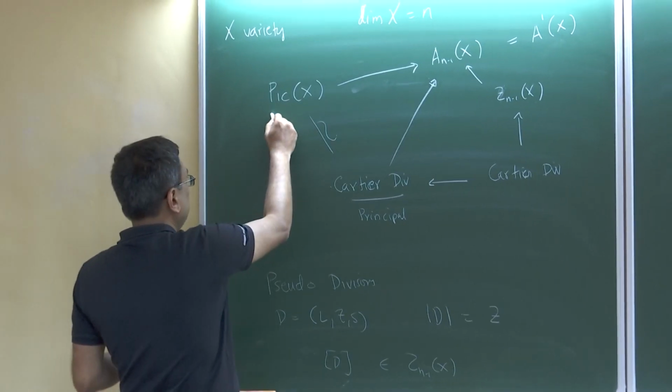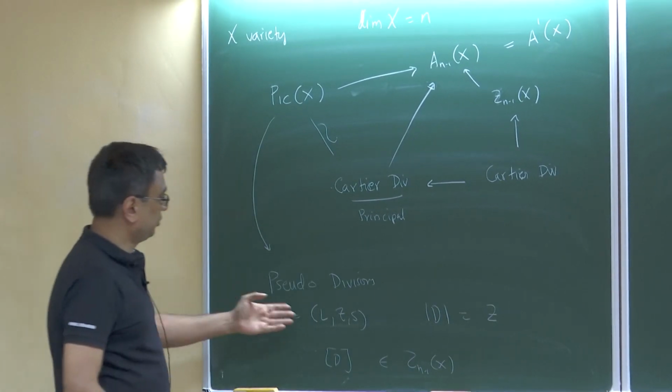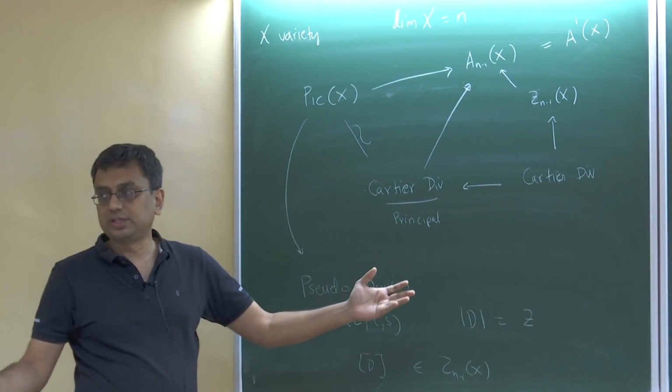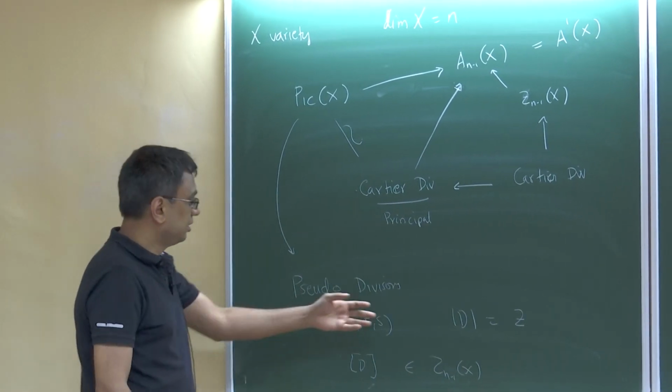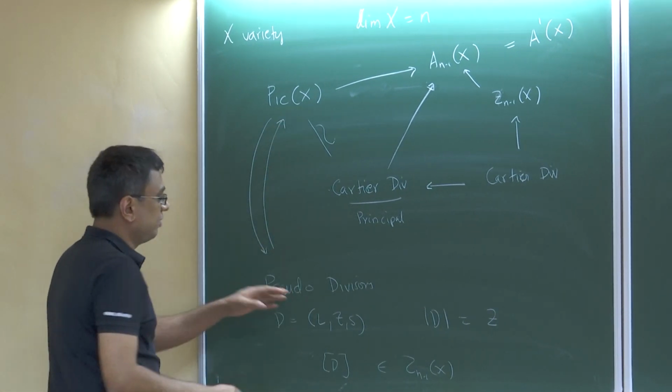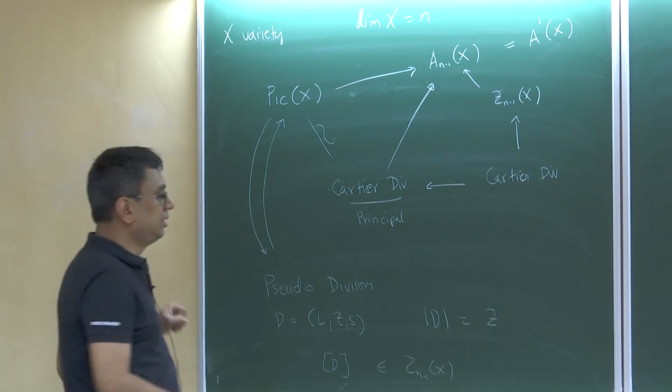Now any line bundle is a pseudo divisor because I can take Z to be the whole of X, then I don't need to produce any non-zero section. S can be zero section. Of course, for pseudo divisors, I can forget this Z and S and I get a line bundle.